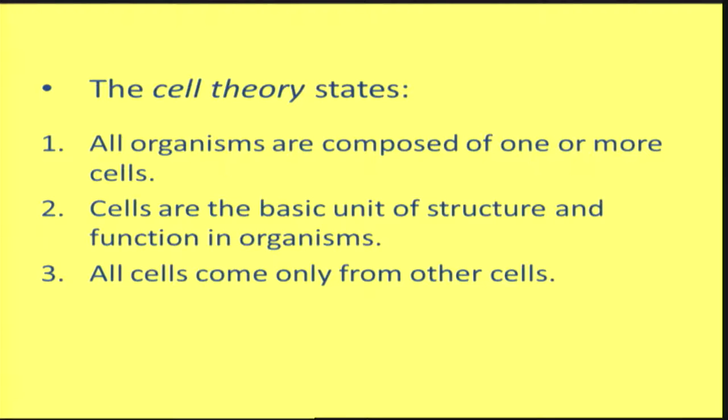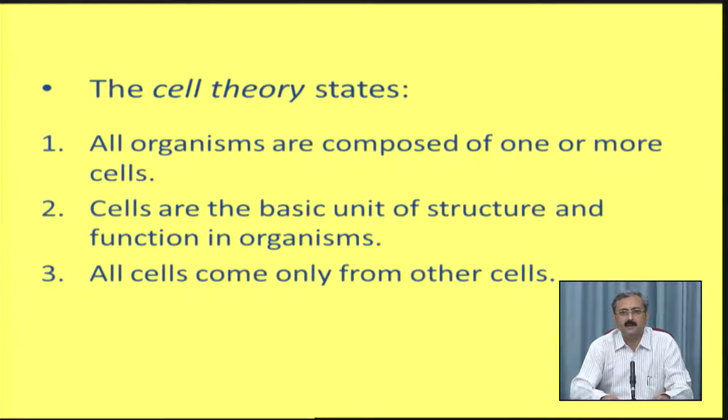We can divide cells into two types: the eukaryotic cell and the prokaryotic cell. Further, prokaryotes are divided into eubacteria and archaebacteria. Eubacteria are the true bacteria, which we classify into different organisms like E. coli, Bacillus species and so on, whereas archaebacteria are the old or primitive bacteria.